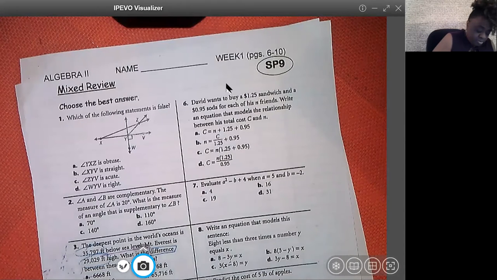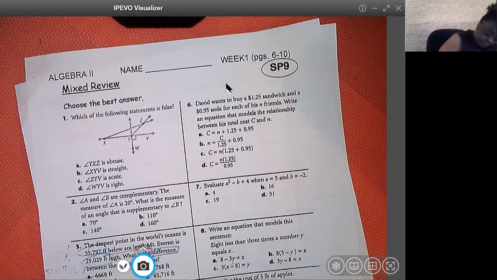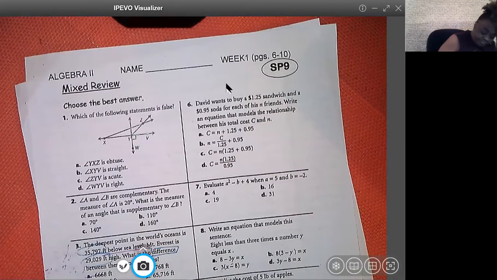All right, and next, number 5. Do what's in parentheses first.